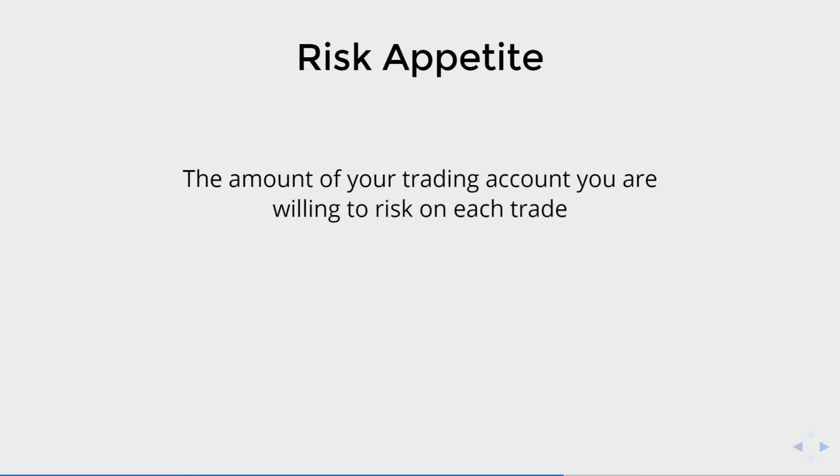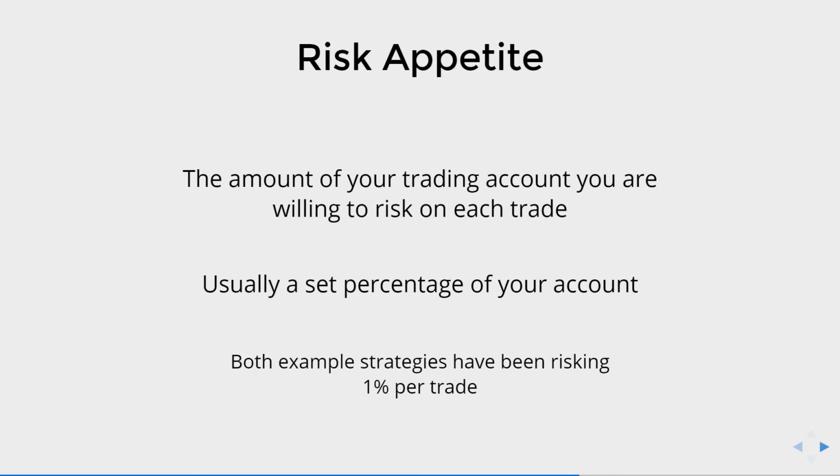And finally, let's look at risk appetite. Risk appetite is simply the amount a trader is willing to risk per trade. It is usually a certain percentage of their account. So far in our examples, both strategies have been risking 1% per trade. However, the trader trading strategy A has decided they are willing to risk 4% on each trade taken.